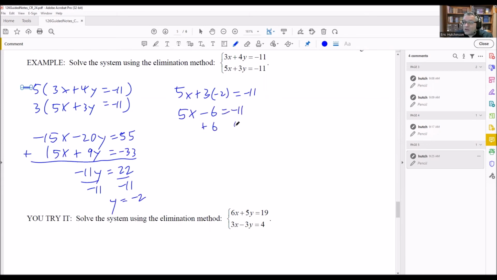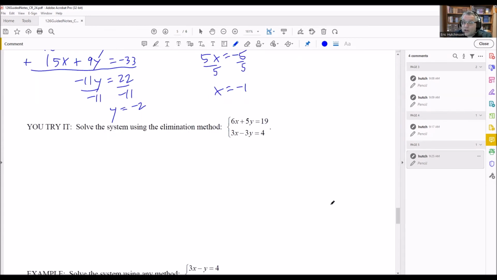So just add 6 to both sides, and I get 5x is equal to -5. Divide both sides by 5, and I get x is equal to -1. When I write my answer, I need to put the x value first and then the y value. So I would write my answer as -1 and -2.